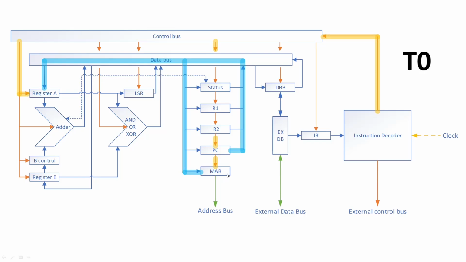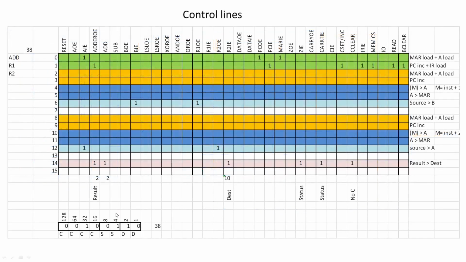Then you get the pulse signal, which will lock those values into the memory address register and the A register. And the pulse turns off, clock turns off, T0 disappears. So now, the next thing to happen is T1 will come on.